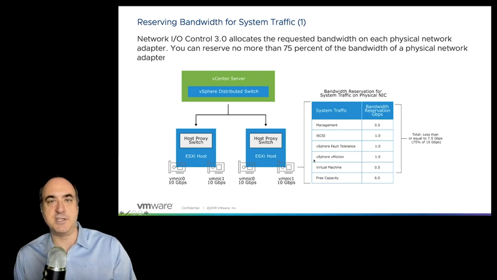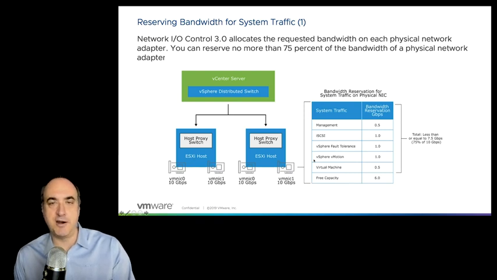Same goes with iSCSI. It'll use just one adapter, unless you set up port binding, for instance, on 2 VM kernel ports. But each VM kernel port will get one adapter. So that'd be 1 gigabit for iSCSI traffic per adapter. vMotion also uses one adapter. Fault tolerance uses one adapter.